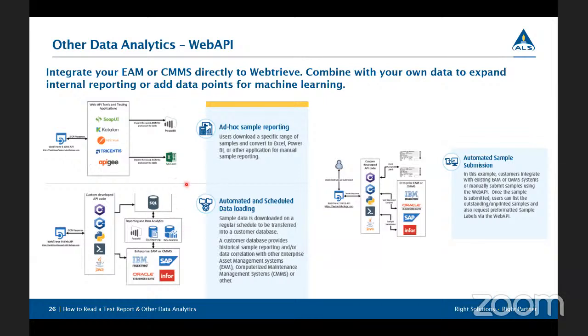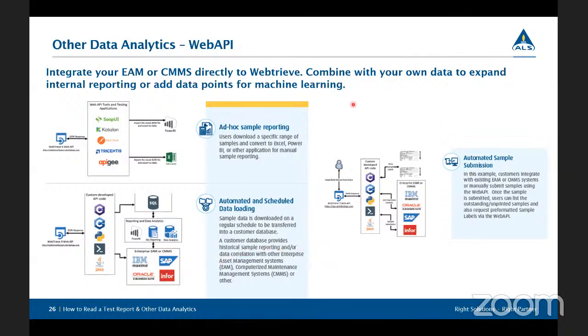Next is automated and scheduled data loading. So perhaps you want to push our test data into your EAM or CMMS or into that database that maybe has some machine learning done on it. You can use our API, push it into a SQL server or into some other databases that you might have.